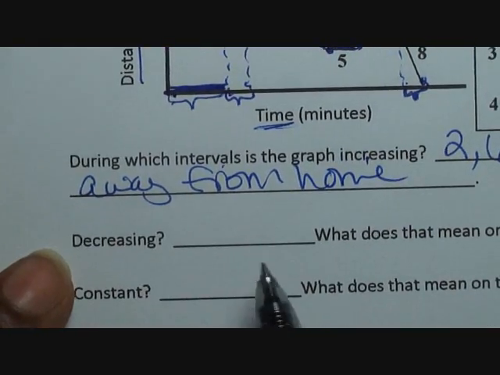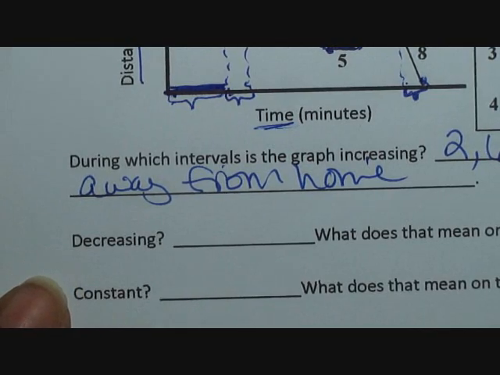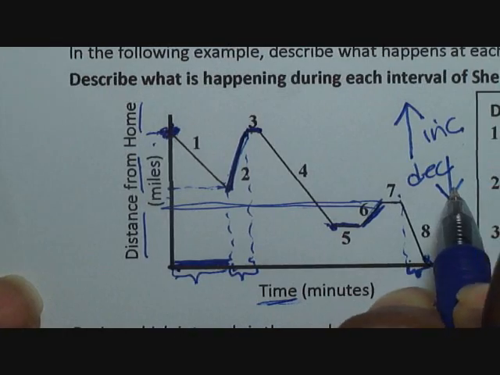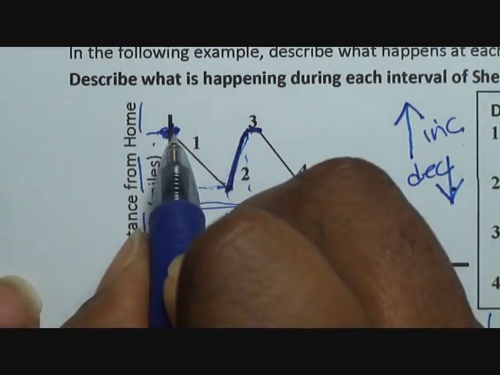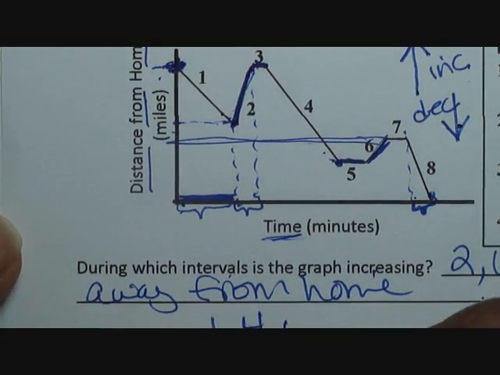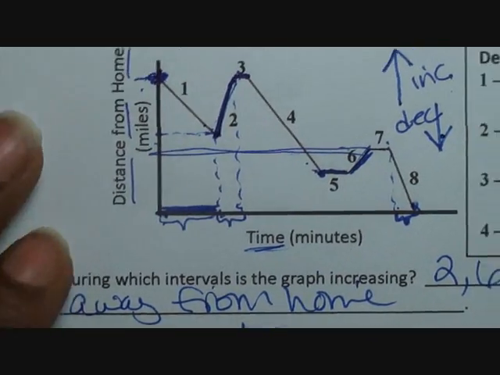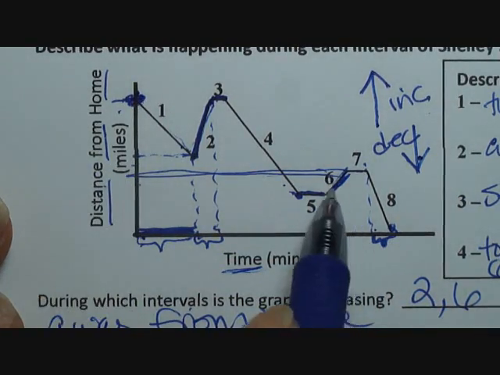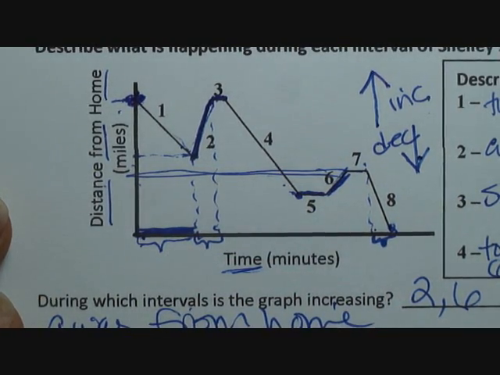Now, in which interval is she decreasing? Decreasing is in the down direction, like we mentioned before. And so I can see that she's decreasing at interval 1, again at interval 4, and again at interval 8. What does that mean on this graph? Well, when she's going down, she's actually getting closer to home. So she's going towards home.